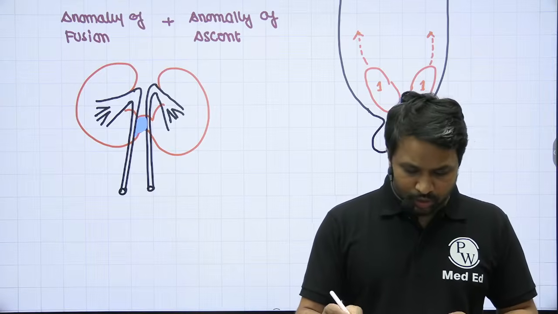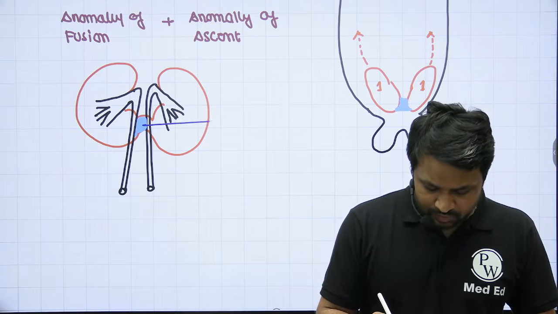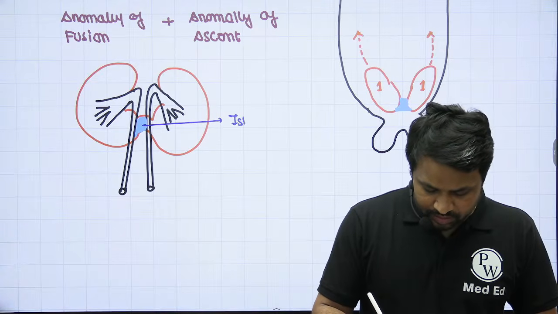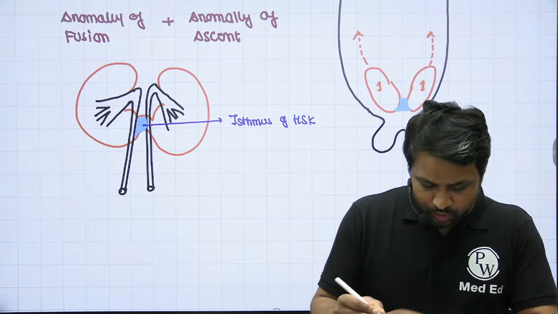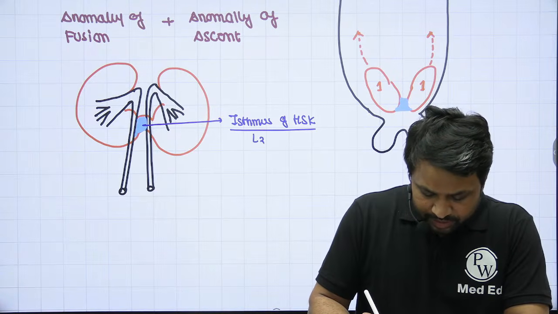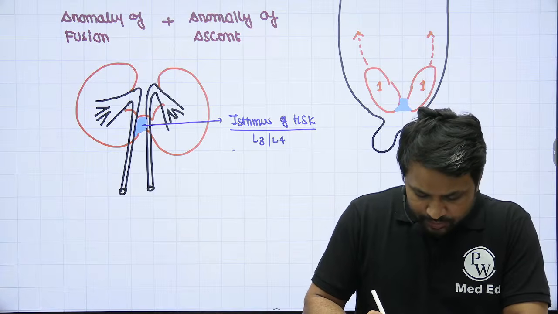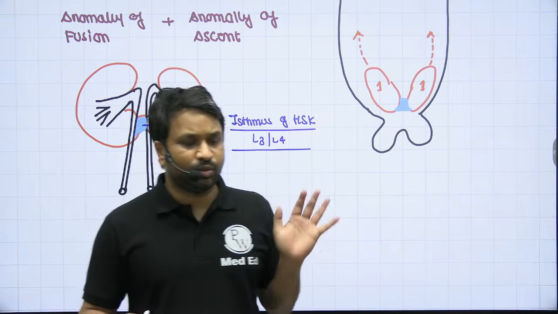Now in a horseshoe kidney, first things first, you can label this as the isthmus of the horseshoe kidney. And remember, if you look at the presentation, it is going to be between L3 and L4. So with respect to the vertebral position, the horseshoe kidney is found anywhere between L3 and L4, right?